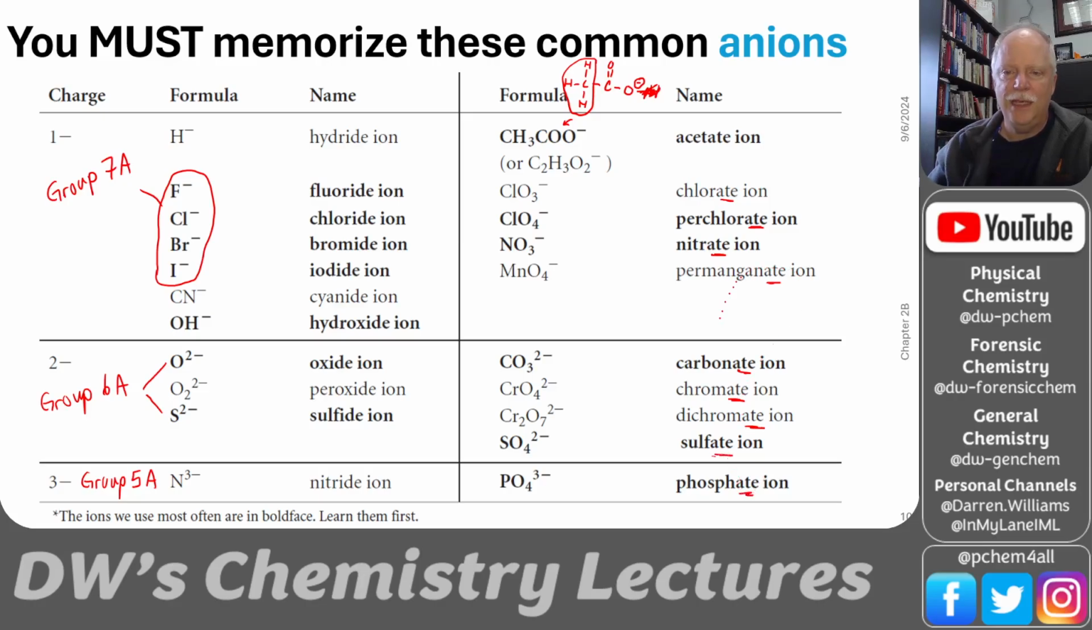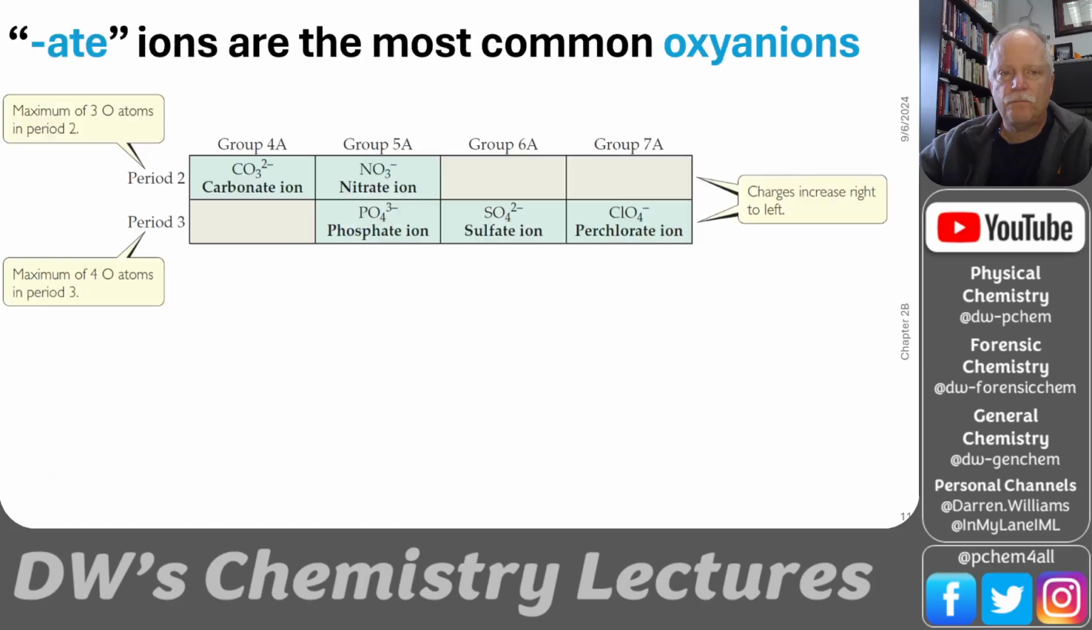So all of these -ate anions are called oxoanions or oxyanions because they have oxygen bonded in there, either with a nonmetal or a metal. Really no way around memorizing these. So let's talk some about these -ates. The -ates are the most common forms of the oxyanions.